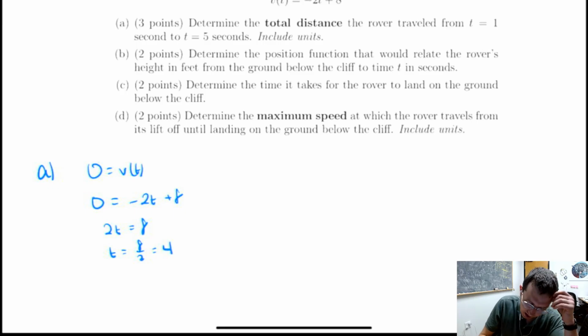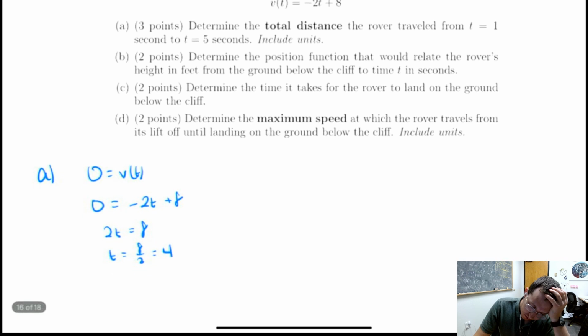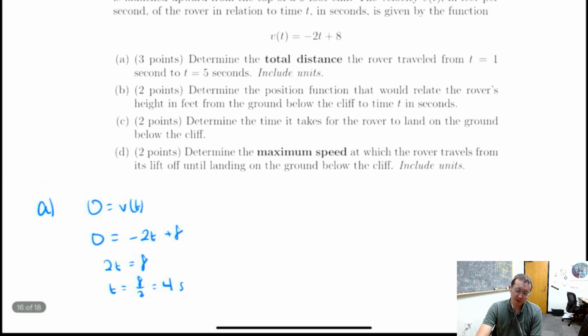Okay, so that happens at time 4. 4 seconds, if I want to include units. If I wanted to be really thorough, I should be including units everywhere, but it's fine as long as you just put the units in the final answer in each part. Okay, so from time 1 to time 4, it's moving up, and then from time 4 to time 5, it's falling back down.